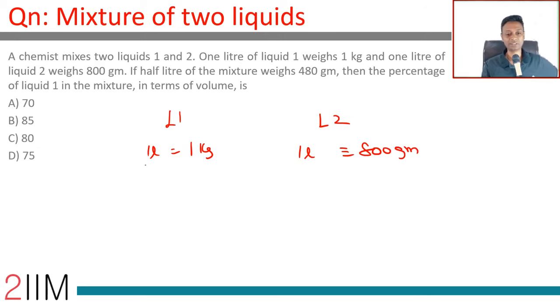Let's say half a liter is 500 ml is 500 grams. 1 ml corresponds to 1 gram. Let's say we have x ml of this. This will be x grams.